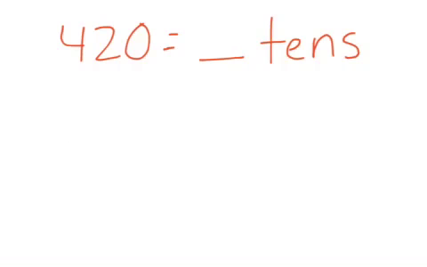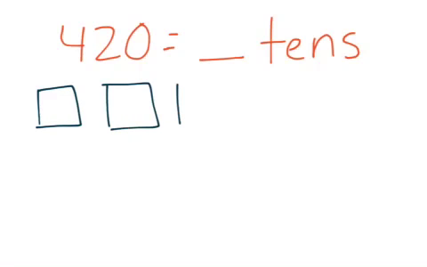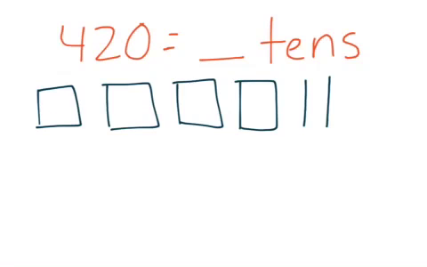Okay, so here we have the number 420, and we need to figure out how many tens we have in 420. Now we talked about how numbers are made up, and we call visuals for these types of numbers. So if we have 420, we can use our flats that we've talked about in class. Each of these flats represents 100, and then we can use our sticks, which represent 10. So we want to know how many tens. We want to know how many of these little sticks there are in the number 420.